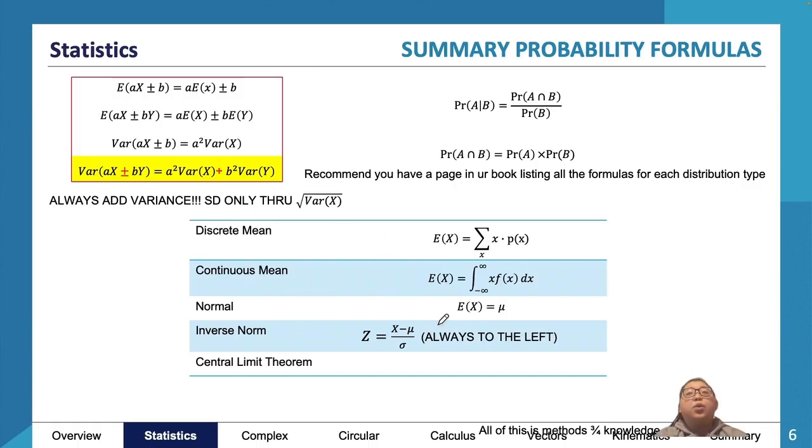Inverse normal, always use the standardized normal or the z-score, and then remember it's always to the left. So for those friends who have ClassPad, you can choose which direction or which tail your thing is coming from, so you can keep that in mind. For those who have TI-Nspire, it's always to the left, and you just need to remember that. Central limit theorem, that's the idea that you can approximate samples via normal distribution if you're told to do so.